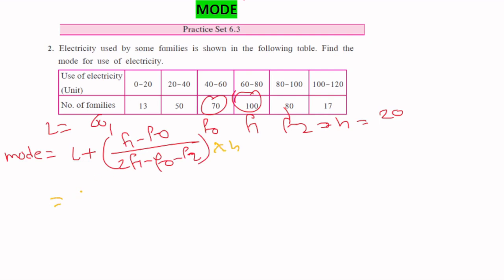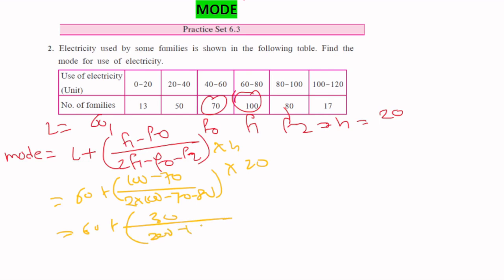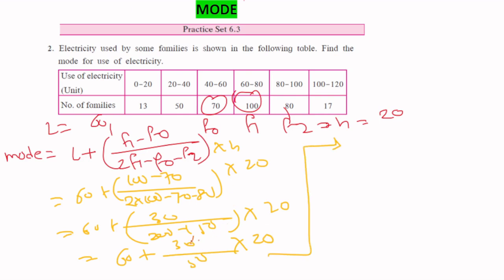Just add the value. L is what? 60 plus 100 minus 70, 2 into 100 minus 70 minus 80, into 20. Here it will be 30, 200 minus 150, into 20. Perfect. So 60 plus 30 divided by 50 into 20. The 10 here will get cancelled. 5 4s are 20. So remaining is what? Your mode is equal to 60 plus 3 into 4, that is 60 plus 12, 72.